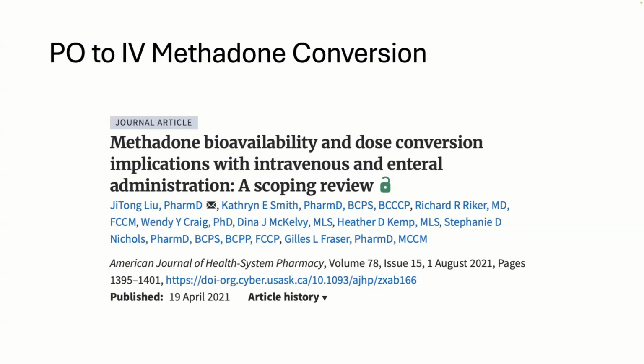So again, the data is overall scarce with regards to this conversion ratio, but overall, it may be safe to just take a more conservative approach to use the 1 to 2 ratio when converting from PO to IV, and just be ready to titrate.